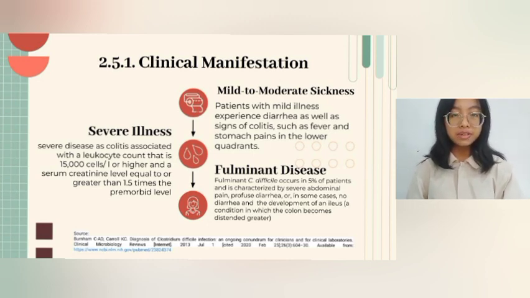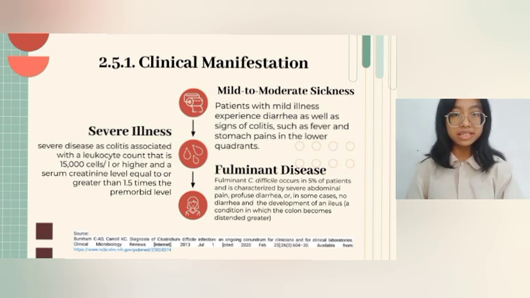Patients with clinical symptoms can be divided into 3 categories. The first, patients with mild-moderate illness, will experience diarrhea as well as signs of colitis, such as fever and stomach pain in the lower quadrant. In severe illness, laboratory abnormalities include leukocytosis and a serum creatinine level less than 1.5 times the premorbid level.